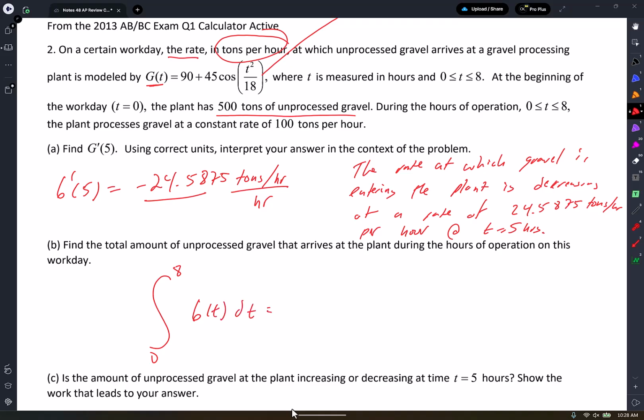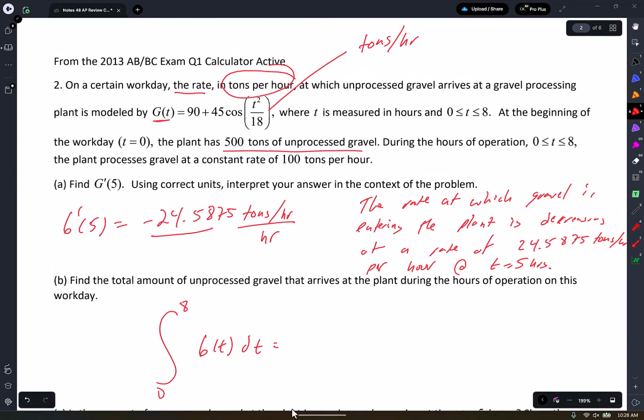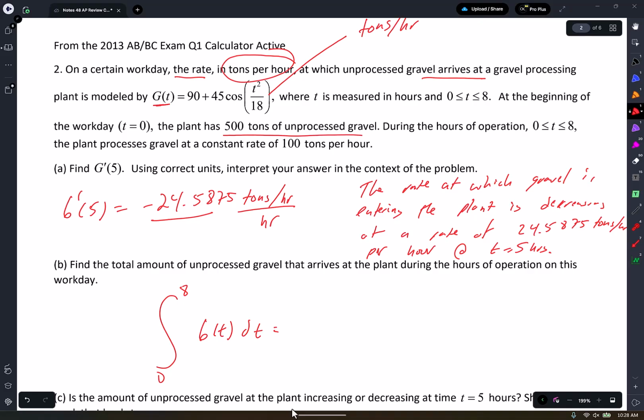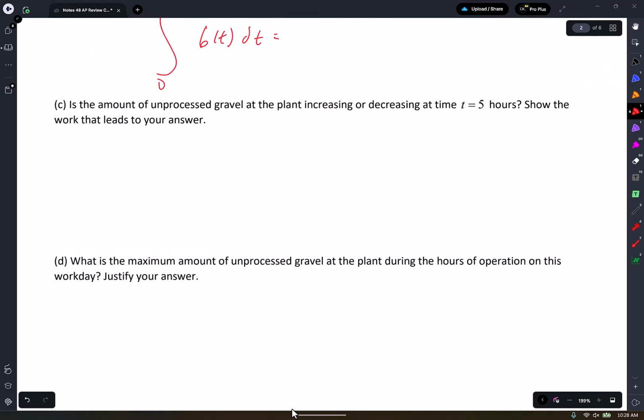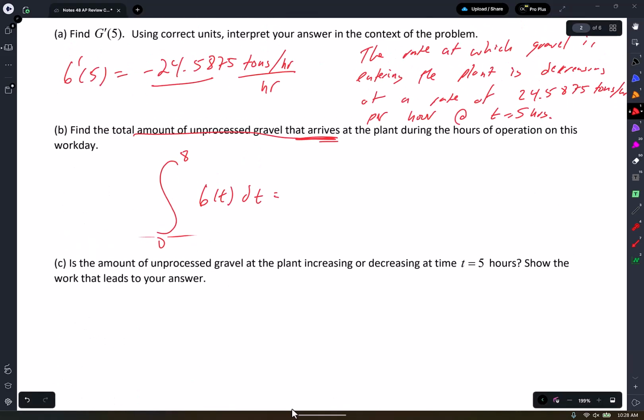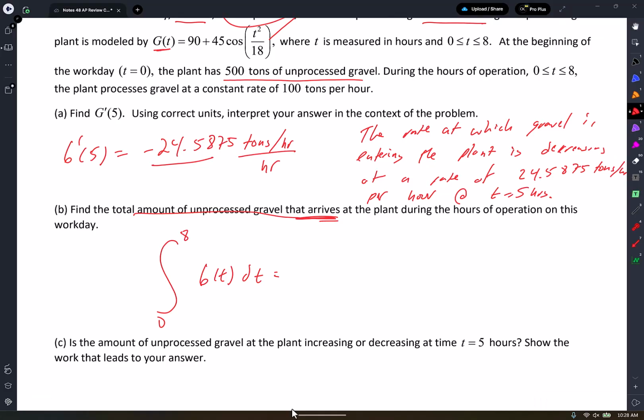Find the total amount of unprocessed gravel. Okay, let me make sure that 500 is not part of it. On a certain workday, the rate in tons per hour which unprocessed gravel arrives. No, they just want to know the total amount of unprocessed gravel that arrives. They want to know how much has arrived. I bet they're going to want to know the rest for one of these letters. Yeah, there it is. Well, look at the rubric in a little bit, guys.